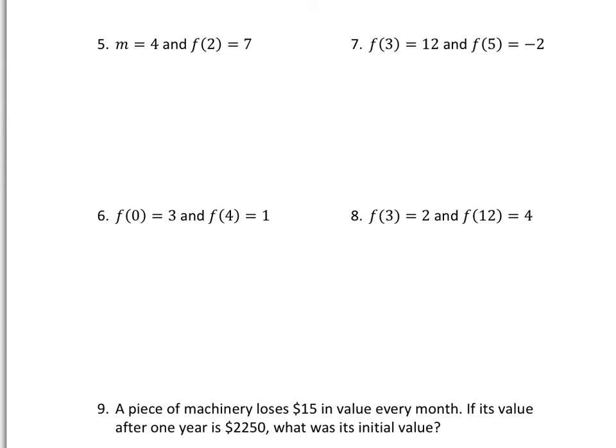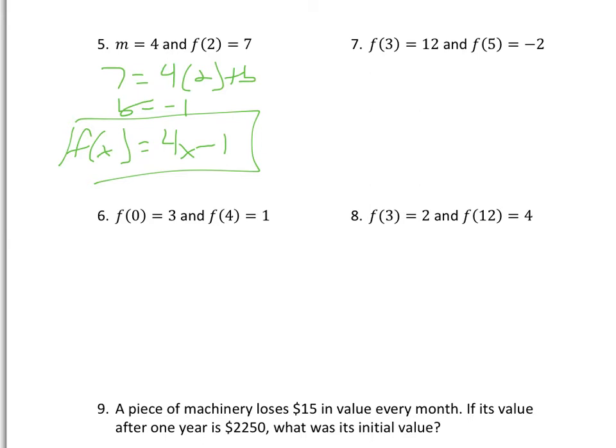This one, once again, I give you a slope and a point. So we've got 7 equals 4 times 2 plus b. So we've got 8, subtract that over, and b equals negative 1. So our function is f of x equals 4x minus 1.